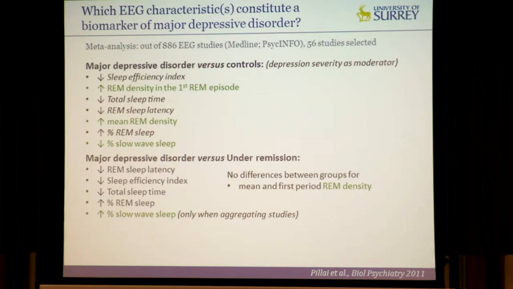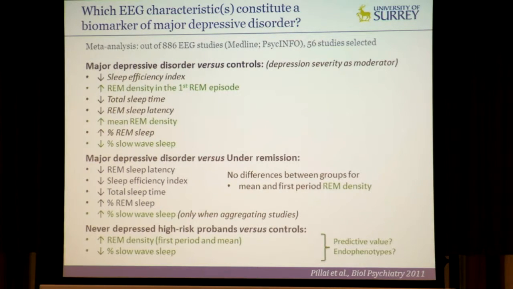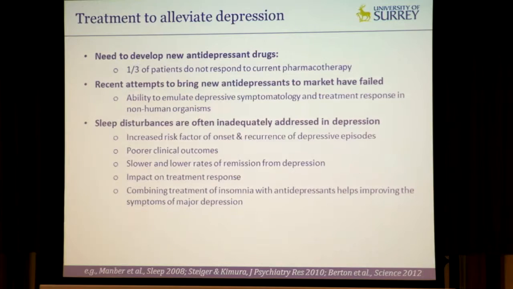Now, if you want to know whether REM density and slow wave sleep could represent endophenotypes, you need to be looking at never-depressed high-risk probands, so first-degree relatives of people suffering from depression, and compare them with controls. And again, the only two EEG parameters that show up as significantly different are the rapid eye movement density and slow wave sleep. So it has been proposed that many of those variables were actually representing state markers, but REM density and slow wave sleep could have a predictive value and are true endophenotypes for sleep in depression.